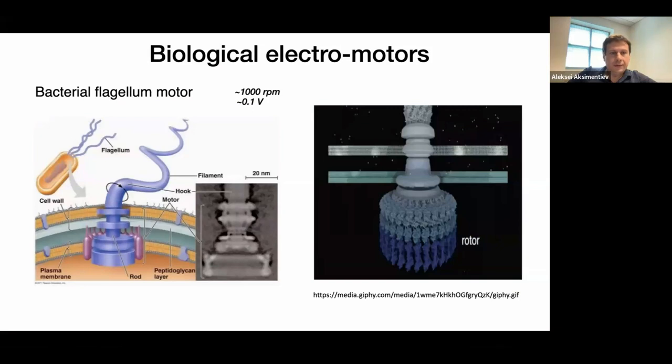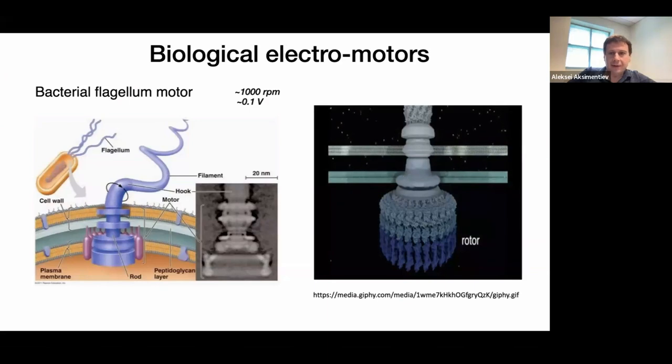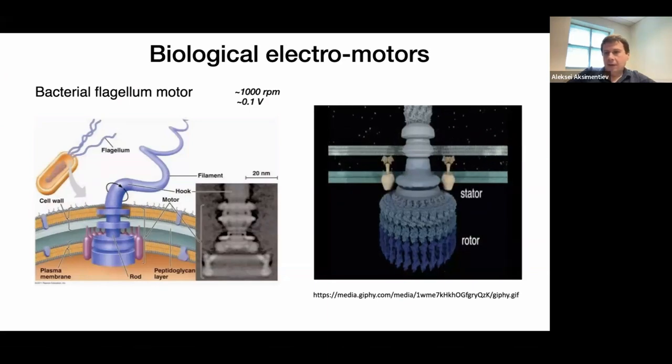The other motor that is prominently featured in all kinds of talks is the bacterial flagellum motor. That is the motor that powers a rotation that makes the bacterium swim. There is the flagellum, a really fantastic assembly of many protein parts, but at the heart of it, there is a double membrane system that utilizes the gradient of electric and chemical potentials to drive the rotation of this big machine.